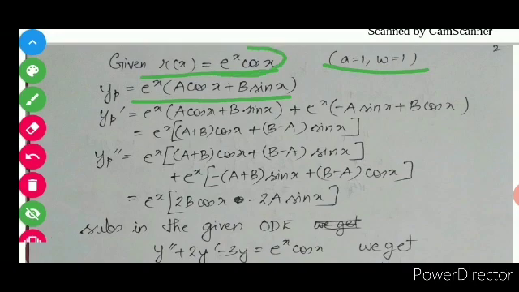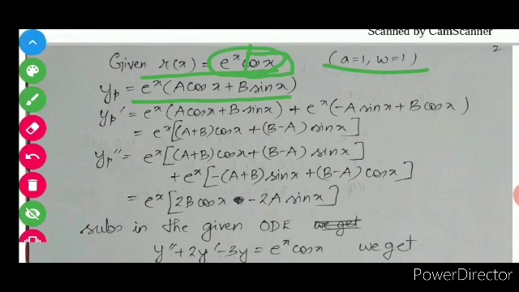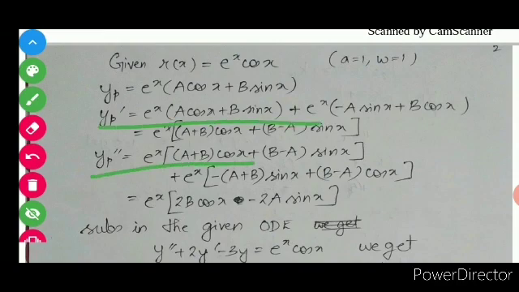If your r(x) is e^x cos ωx, your y_p should be e^x into, instead of cos x, a cos x + b sin x. Now you find its two derivatives, y_p' and y_p''. That has been done here.